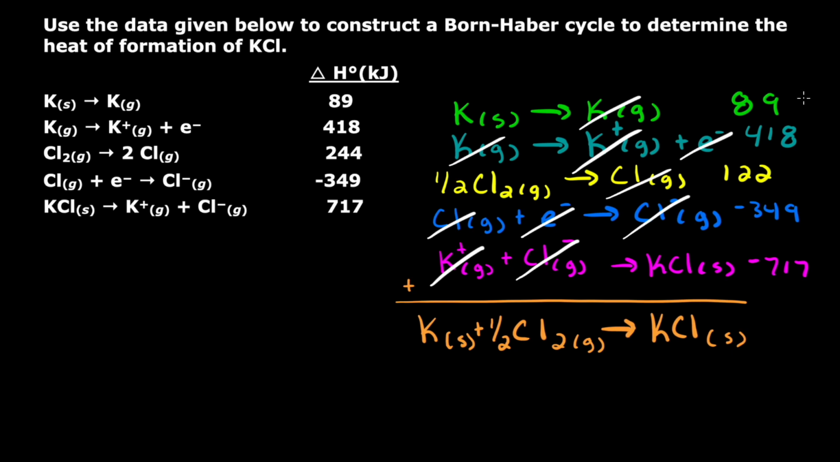So if I try to add up all of these different delta H's for these different reactions here, I'll get the delta H of this reaction here. And when I go to add all these numbers up, I'm going to get negative 437. And this right here will be the answer in kilojoules. So this right here is going to be the answer.